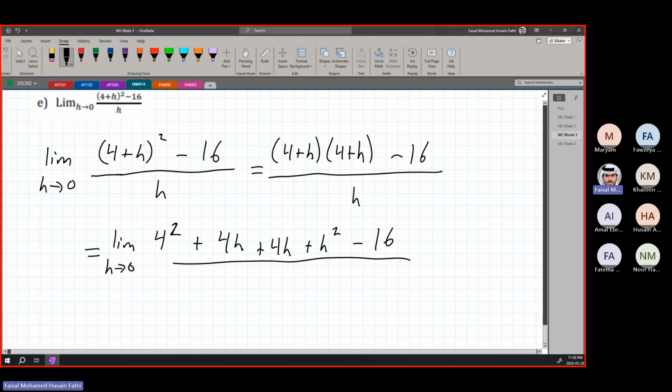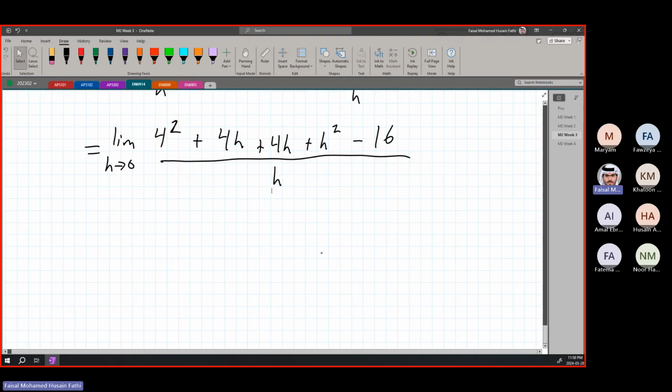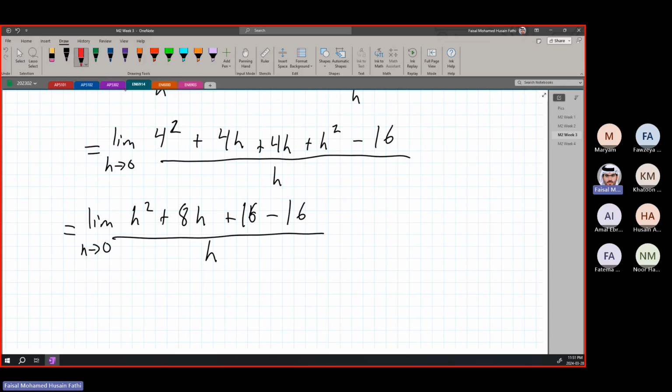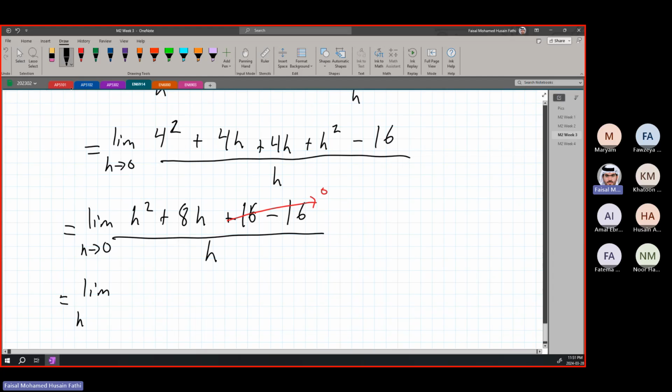All over h. If you notice here, the limit as h tends to 0, I'm just going to rearrange. So we have h squared plus 4 and 4 is 8h, plus 4 squared, which is 16, minus 16 over h. The 16 and the other 16 are going to be equal to 0. So we are going to be left with the limit as h tends to 0 of h squared plus 8h over h.